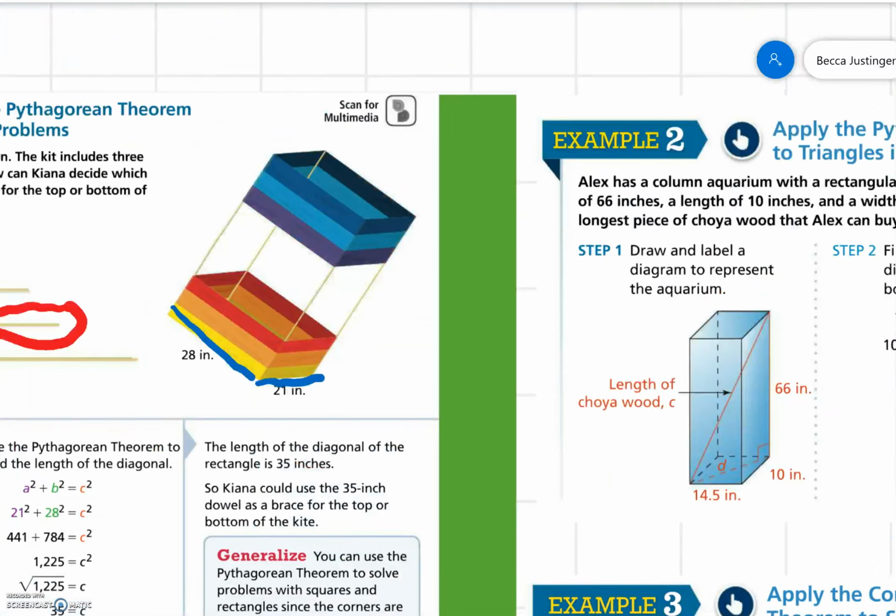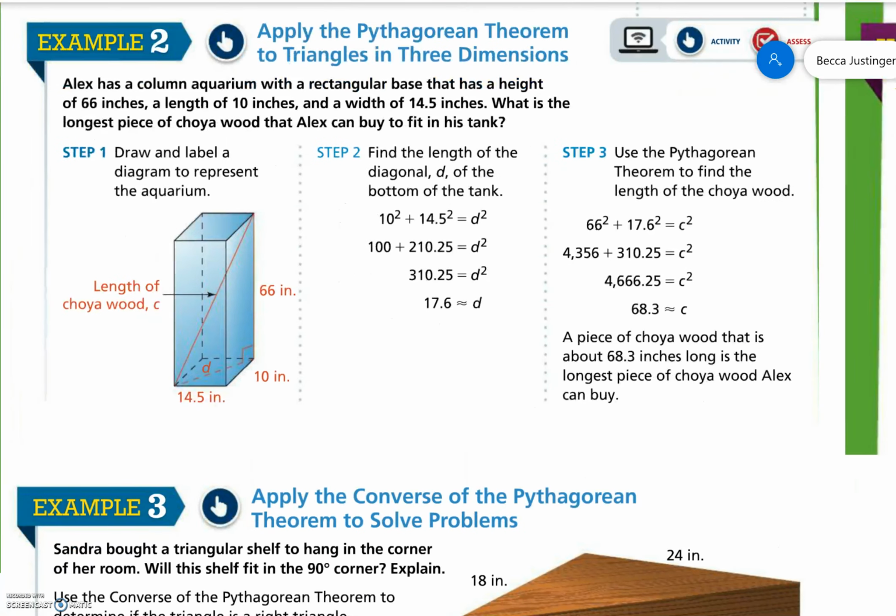All right, example number 2. Apply the Pythagorean theorem to triangles in 3 dimensions. Alex has a column aquarium with a rectangle base that has a height of 66 inches, a length of 10 inches, and a width of 14.5 inches. What is the longest piece of cholla wood that Alex can buy to fit in his tank?